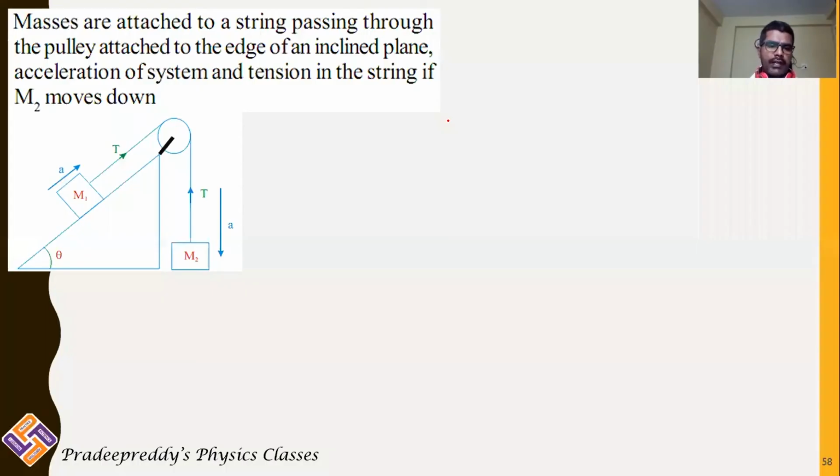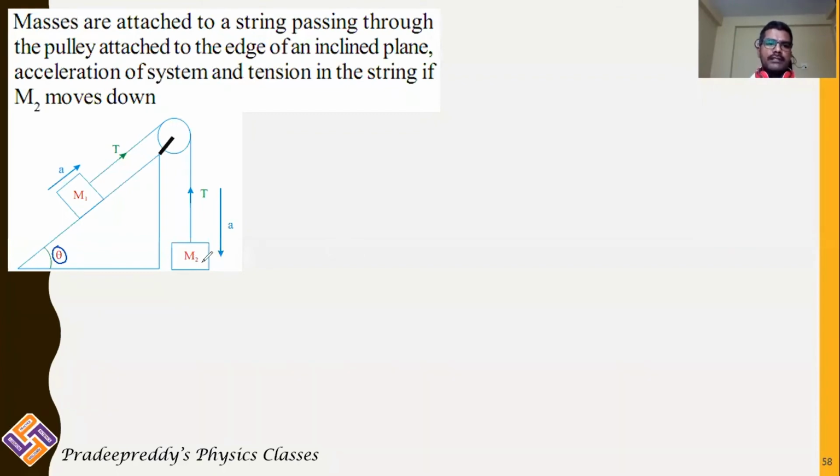Students, so far what we have learned is masses placed on a horizontal plane. But now in this problem, we are considering two masses in such a way that M1 is placed on an inclined plane whose inclination is angle theta. M1 and M2 masses are placed over here. Now M1 and M2 are attached with the same string. Therefore, tension in the string will be the same.